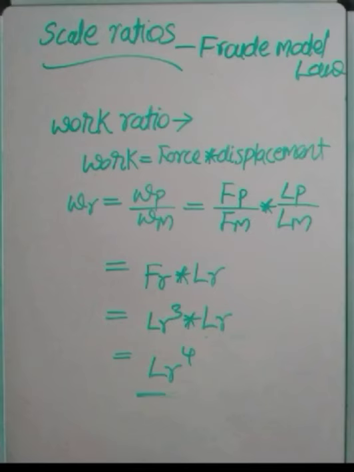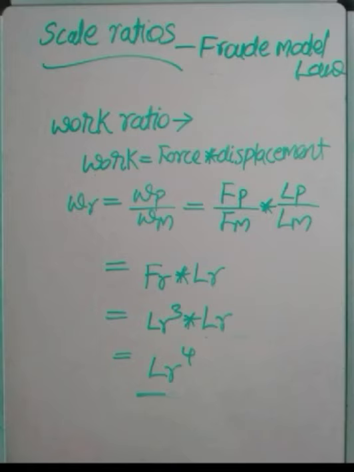So we can say that the scale ratio for pressure is equal to Lr. Now move on to the scale ratio for work. You know, work is equal to force into displacement. So the scale ratio for work Wr should be equal to the work on the prototype divided by work on the model. That means FL on the prototype divided by FL on the model. Now you can do it in another way also. That means just multiply the scale ratio for force and scale ratio for length. You will get the scale ratio for work done. That means Fr into Lr. You will get Lr cube into Lr. That means Lr raised to 4.